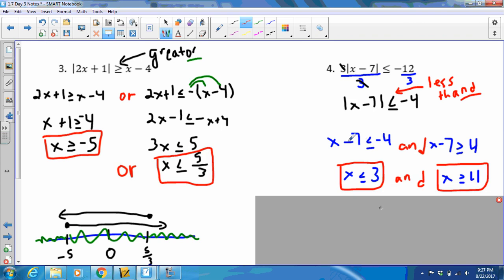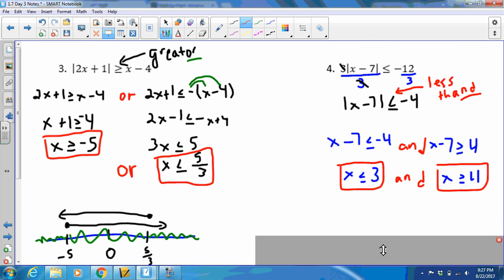So all you have to do is add 7 to both sides for here. So 7 minus 4 gives us 3. So we get x is less than or equal to 3. On the other one, same thing, we add 7. So now we have x is greater than or equal to 11.